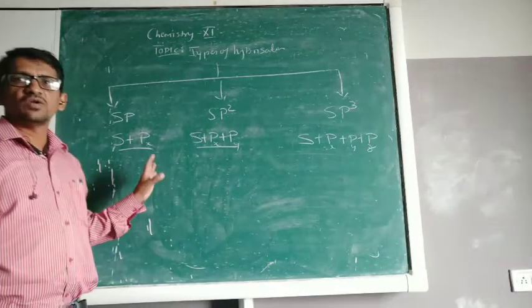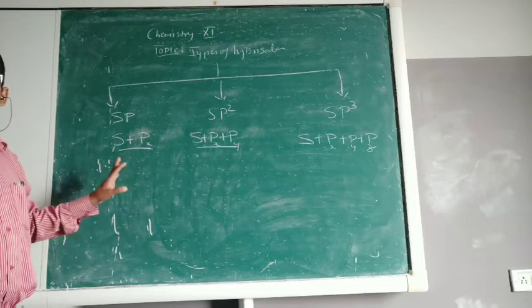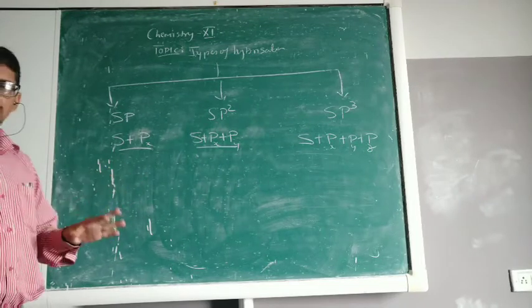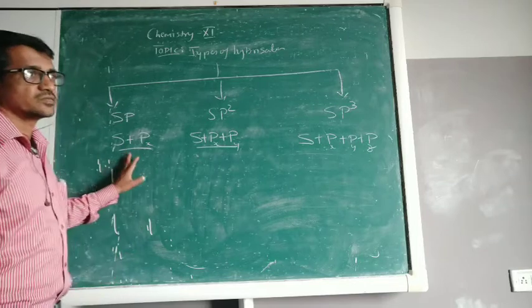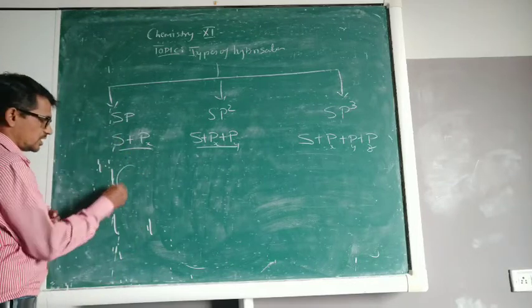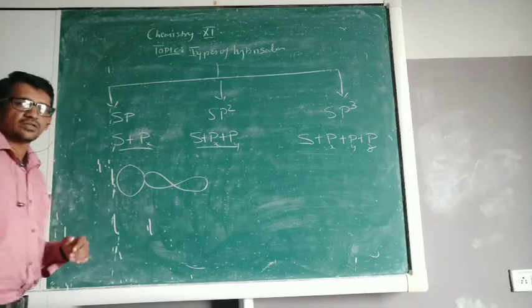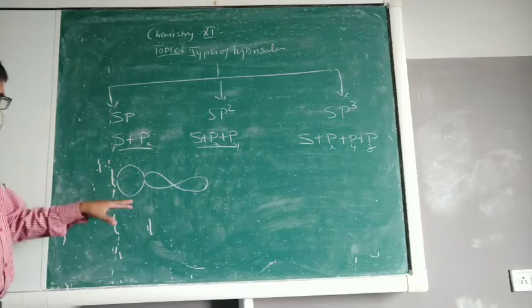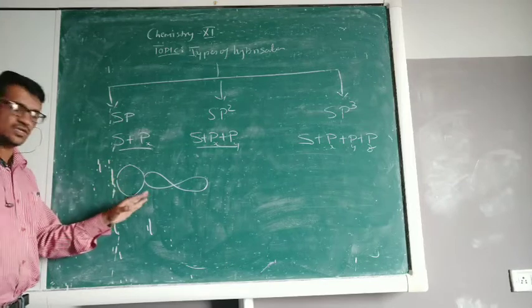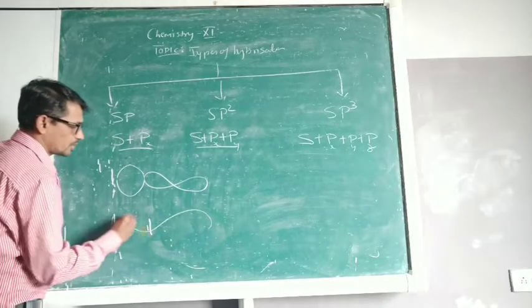If this mixing takes place, then it has an equal energy. That is known as hybridization. Suppose the s orbital, which is spherical in shape, is mixed with the p orbital, then hybridization involves a change in the energy level. So the p orbital changes shape.